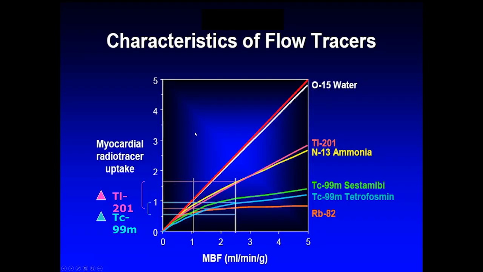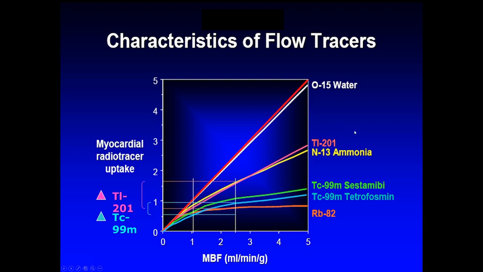So it's also important to understand that these tracers should have relatively linear uptake as myocardial blood flow increases, as we can see from this top line here, because that helps us determine what the flow is, and if there's stenosis there, what the level of ischemia is.